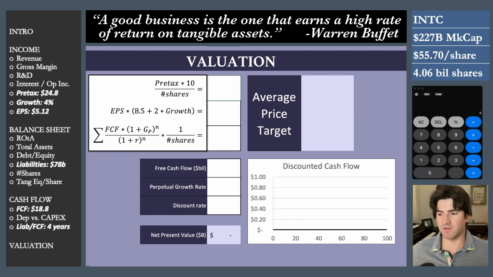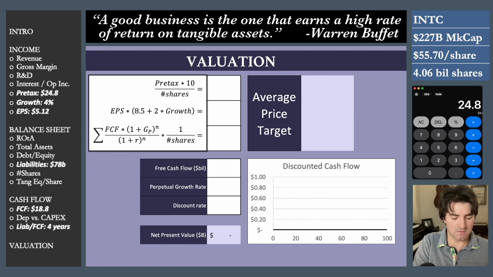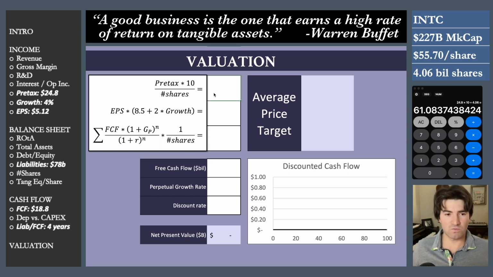All right, so rule of thumb method, 24.8 times 10 divided by the number of shares, 4.06. All right, $61 a share.